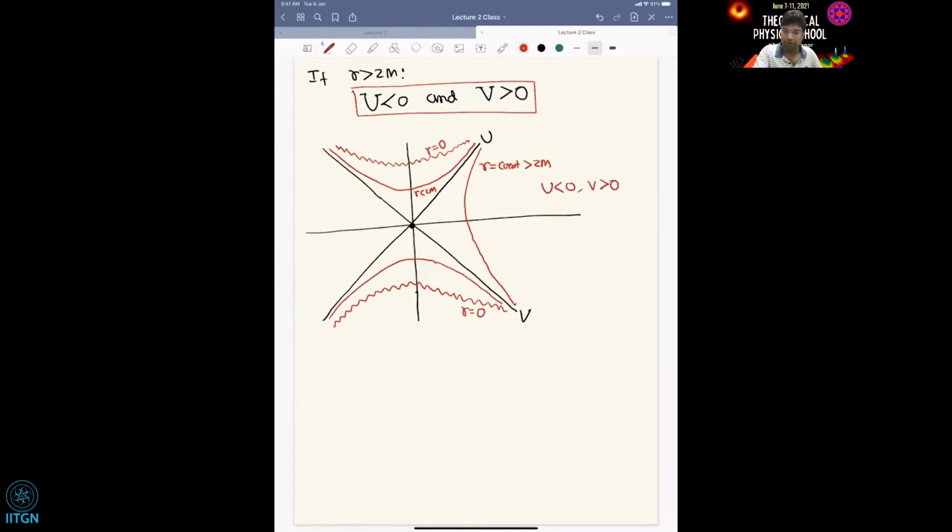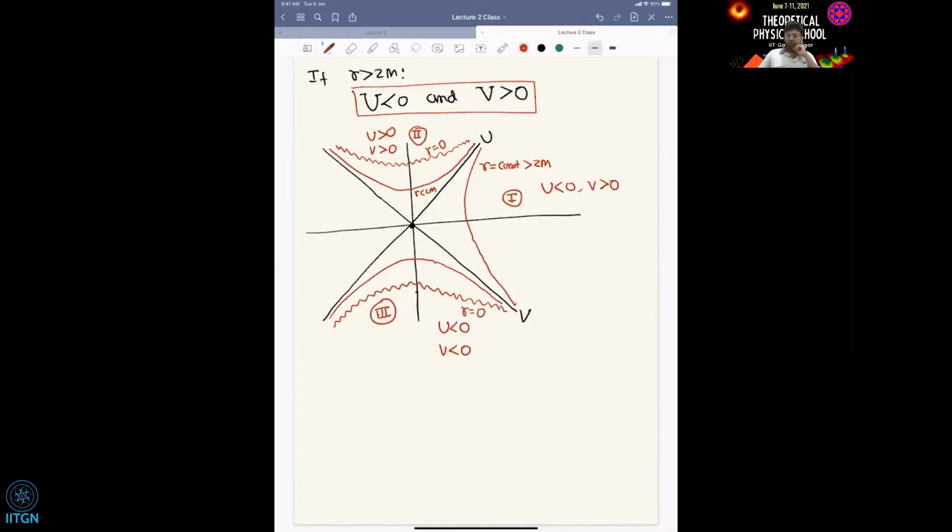Okay. You should check carefully that this region is what is called region 1. Okay. You can go across region 1, go into the future, and here you will be able to see u is positive, v is positive. This is what is called region 2. Okay. Similarly, there is a region 3, which is exactly what we found in the white hole case. And in that case, we will be able to see u greater than 0, v less than 0.